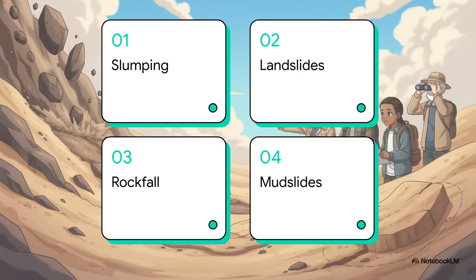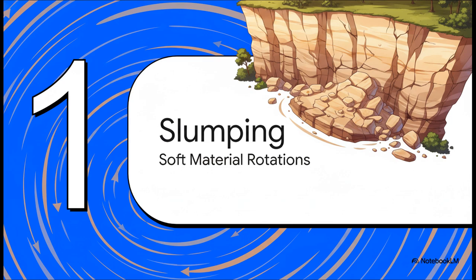Okay, let's dive into this. Here is our roadmap for today. We're looking at 4 distinct processes: slumping, landslides, rockfall, and mudslides. First up, Section 1, slumping, which is all about soft material rotations.